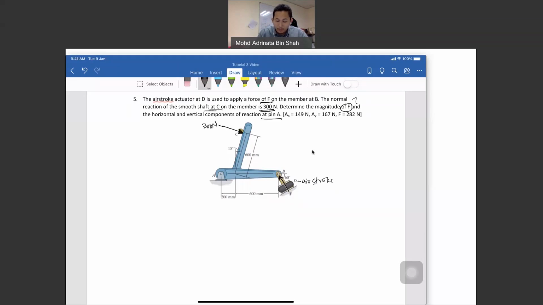Okay, so free body diagram. From the free body diagram, this is the body, and this is the diagram, AX and AY at the pin. So we have three unknowns, AX, AY, F.